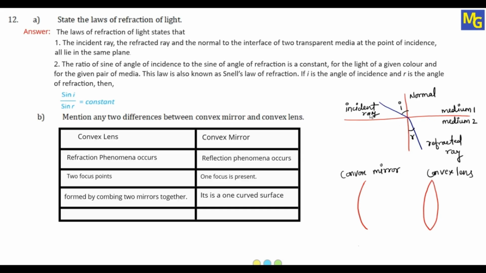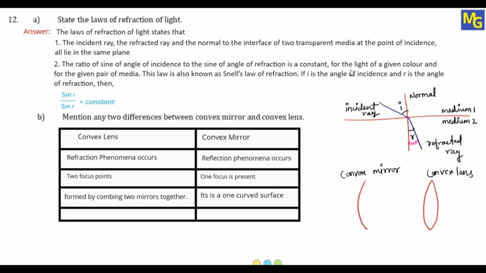So here you can see, if this is the incident ray and if this is the normal ray, then whatever angle will be present between the incident ray and the normal, that is called the incident angle, and the angle which will form between the normal and the refracted ray is called the refraction angle. So sine of angle of incidence divided by sine of angle of refraction will always be constant.